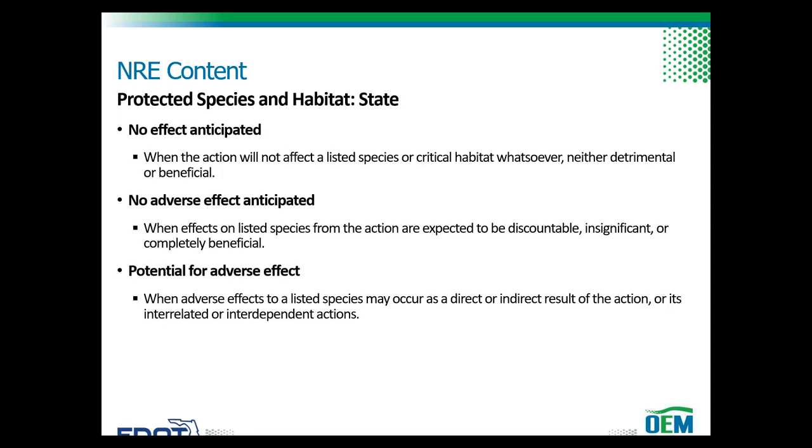For state species, there are technically no effect determinations under state law for state listed species, but FDOT has created similar effect determinations to the federal ones to gauge the magnitude of project effects on state listed species. Those determinations are no effect anticipated, no adverse effect anticipated, and potential for adverse effect. FDOT coordinates with FWC and FDACS for impacts to state listed wildlife and plants.